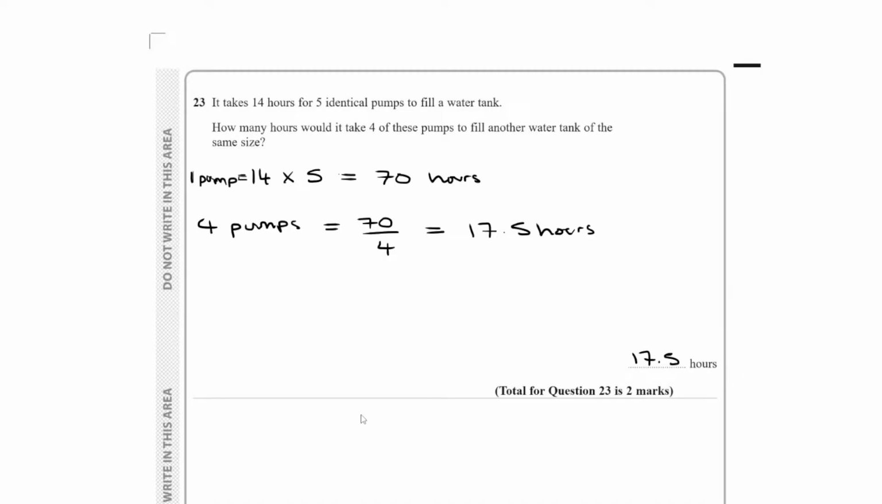17.5 hours. Yep. So always times and then divide on those questions. Question 24, we have A and B are numbers such that we've got the product of prime factors. So A is 2 squared times 3 to the power of 4 times 7. B is 3 squared times 7 squared. Find the highest common factor.